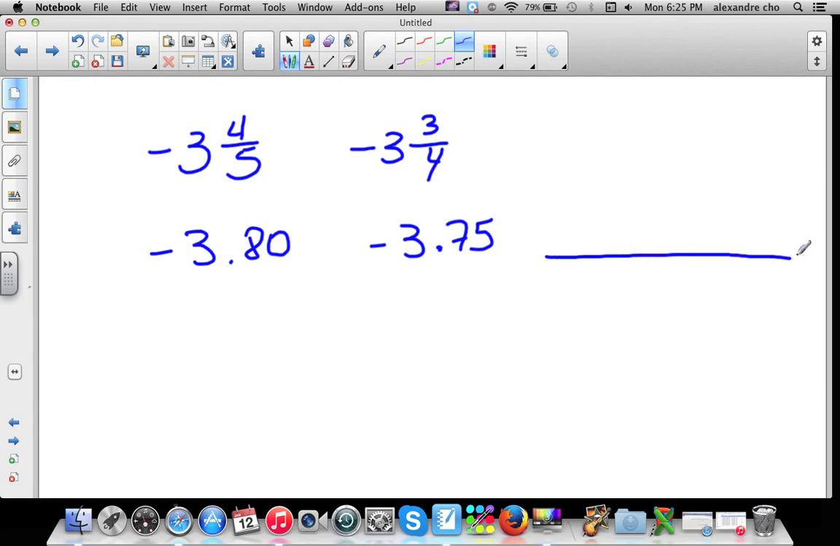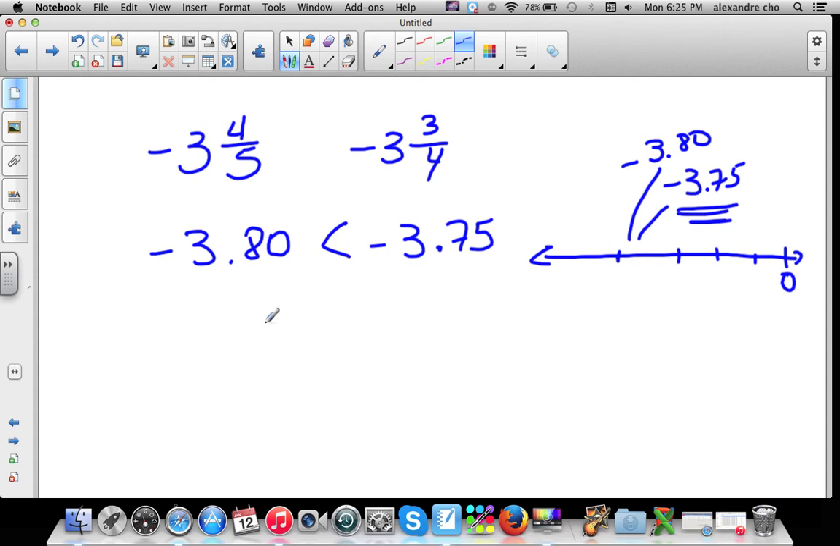Draw a number line if you have. Okay. That was a 0 right there. And this was a 3. Negative 1, negative 2, negative 3, negative 4. Negative 3.75 would be here. Negative 3.80 will be a little bit to the left. So which is the number on the right? This guy. So the number on the right is bigger. So 3.80 is less than. Okay. 4/5 and 0.8. If you change 4/5 to a decimal, it becomes 0.8. So these two are equal to each other.